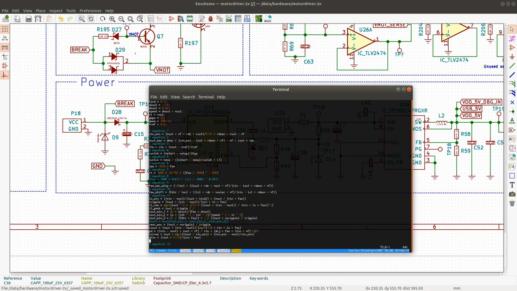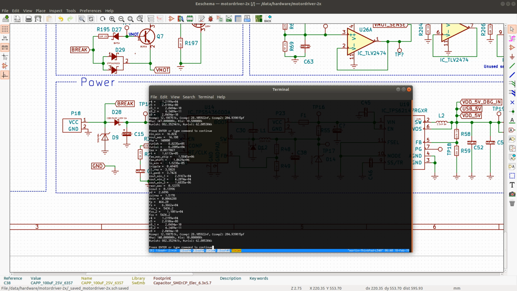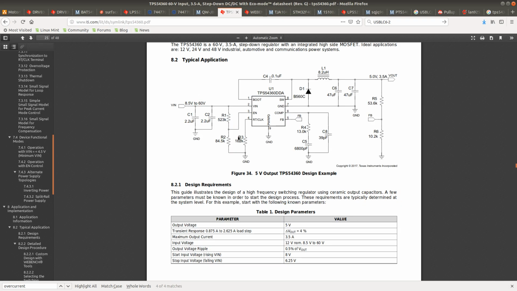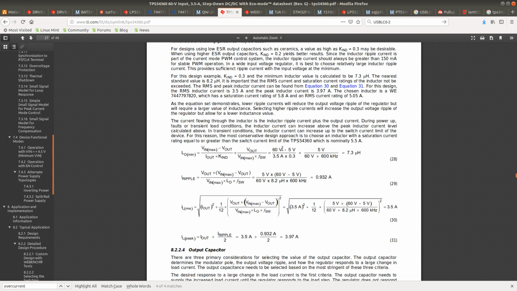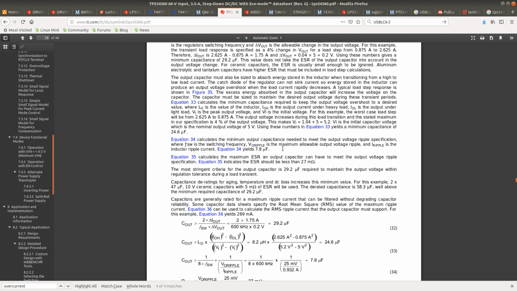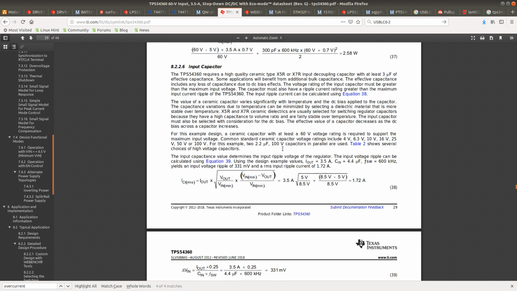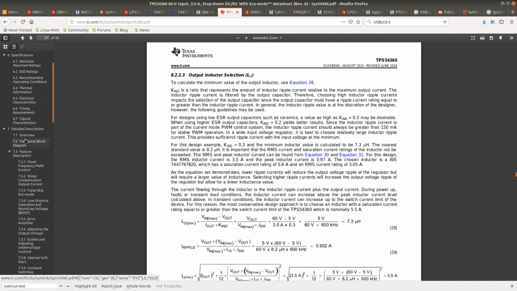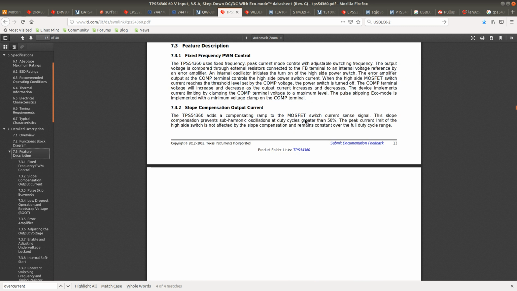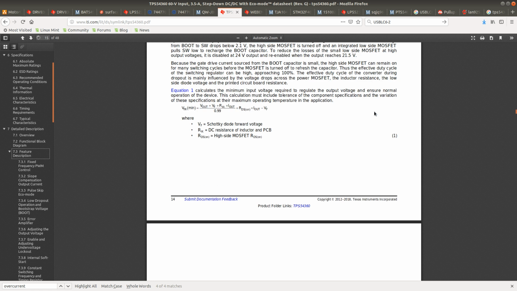And then we have the equations. So let's see. First, let's actually run the script. So what we get is that our, let's see. Let me bring up the datasheet of this TPS chip so I can go over every single parameter here. Yeah, so the equations, I think it's in the feature description here.